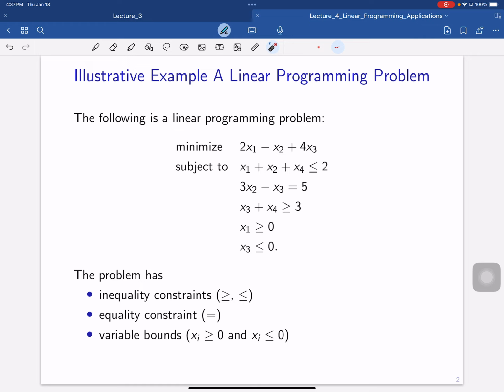So if you take a look at this problem, it has different types of constraints, right? It has inequality constraints. For example, this is an inequality constraint. It also has an equality constraint, like this one is an equality constraint. And we can also have some variable bounds, let's say x1 greater than or equal to 0, x3 less than or equal to 0.